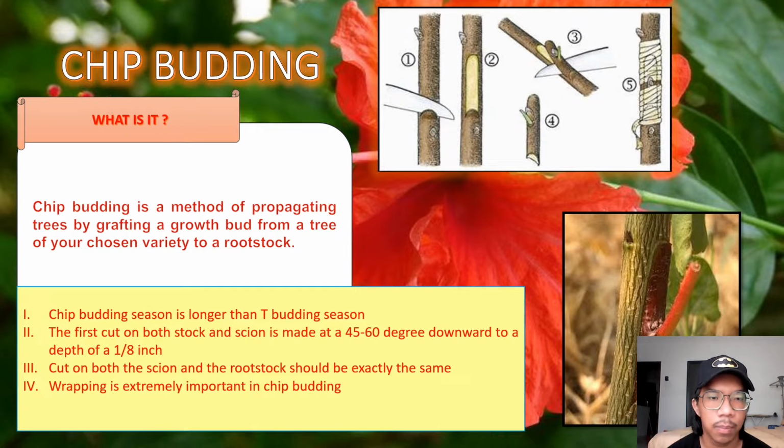Wrapping is extremely important in chip budding. As we can see, we need to do the same thing around here, also on the scion, so that we can insert it into the budwood.